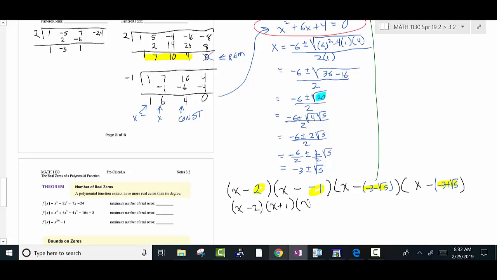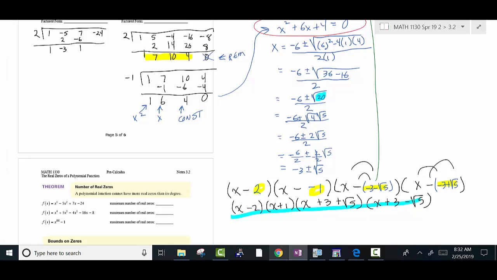Now this would be x plus 3 plus root 5. Then the last one is going to be x plus 3, and then distribute the minus to get minus 5 like that. So that's actually the factored form of that polynomial. That's how you would factor that. And synthetic division is what gets you there, see?